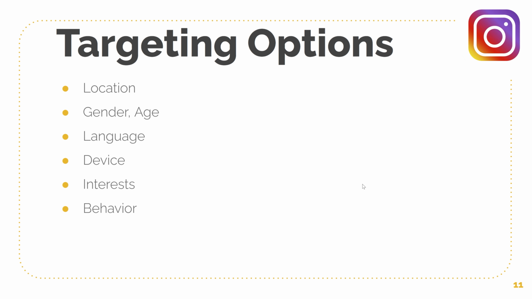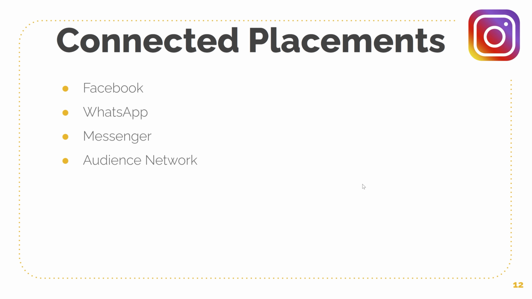As for targeting options, they are the same as on Facebook: location, gender, age, language, device, interests, and behavior. So everything that we have on Facebook, we do have on Instagram. It's the same advertising manager for both platforms. We do have access to WhatsApp, Messenger, and Audience Network when we want to advertise on Instagram as well as on Facebook. That's a really great opportunity here because we do target everyone on other platforms as well.